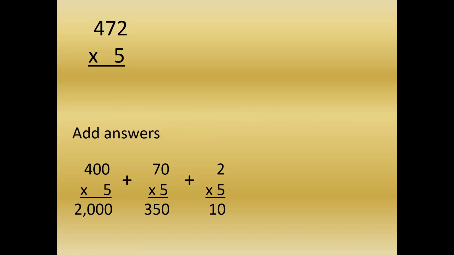So then we have to add all of these answers together. So we have 2,000 plus 350 plus 10. So it'd be 2,360. So it means our answer to 472 times 5 would be 2,360. So that was pretty easy. Now let's see how we can do it without using our expanded form.